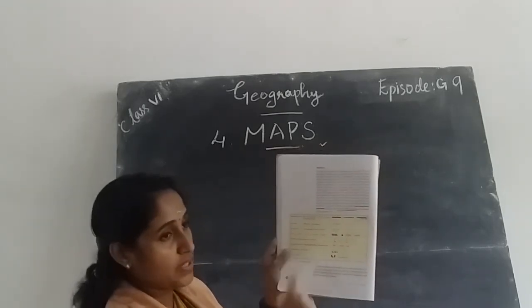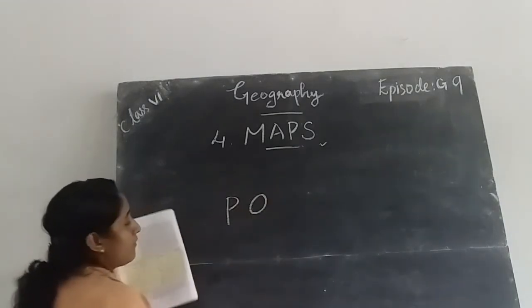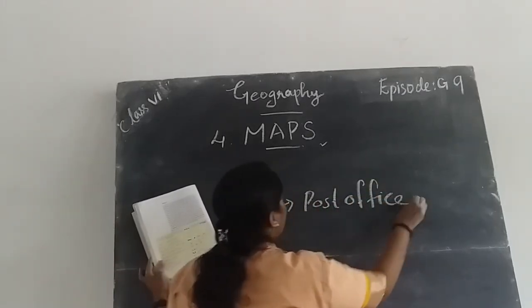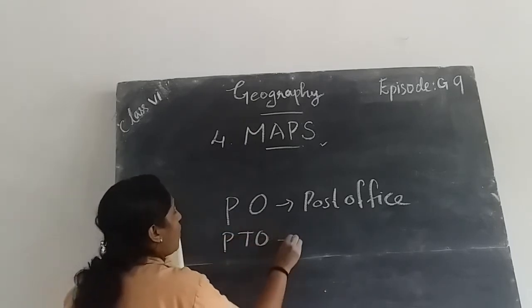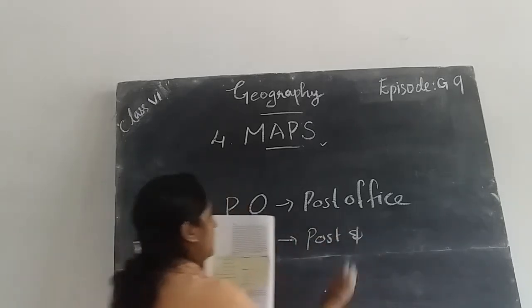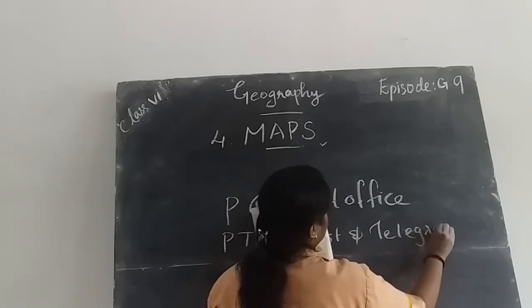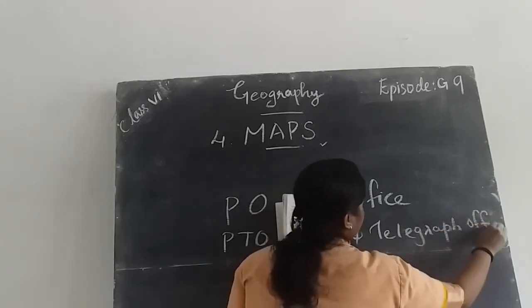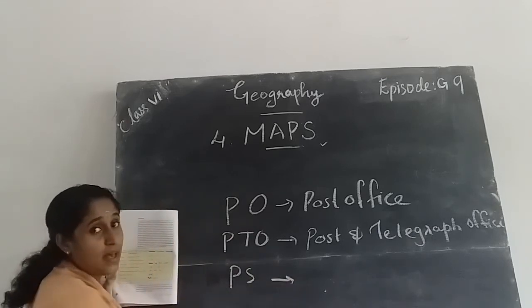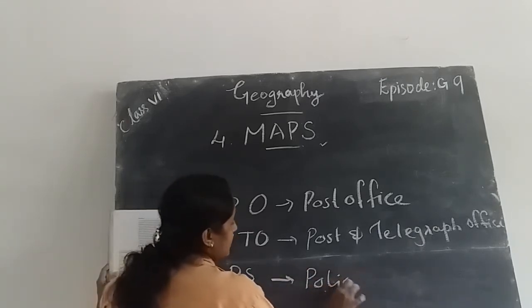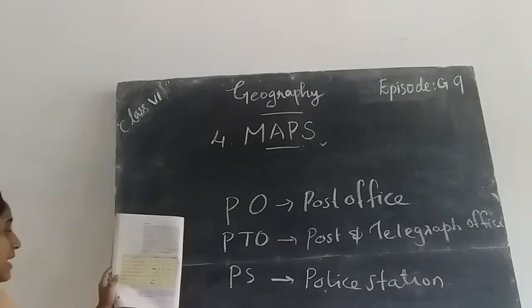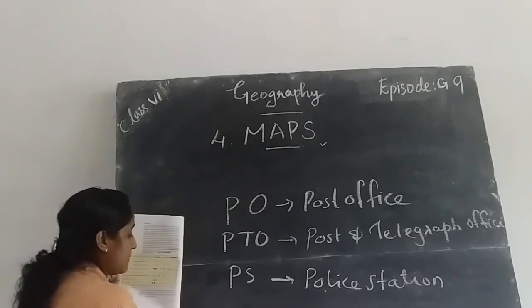Then another one is post office. We use the symbol PO for post office. Another one is PTO. What do you mean by PTO? PTO means post and telegraph office. The other one is PS. What do you mean by PS? PS means police station. PS is the symbol of police station. And for settlement and river dam, we use these types of symbols.